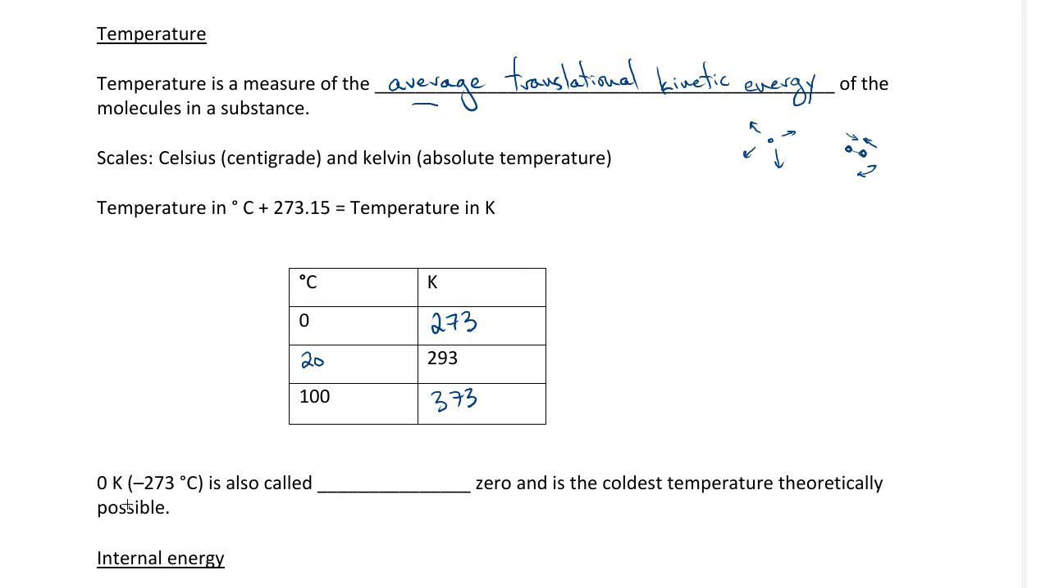Now, 0 Kelvin, or negative 273 degrees Celsius, is also called absolute zero, and it's the coldest temperature theoretically possible. And actually, at that temperature, all of this molecular motion would stop.